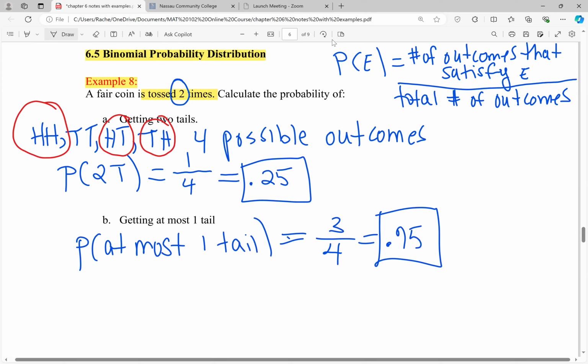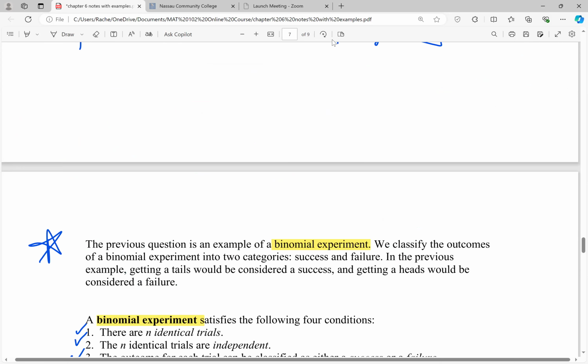So for example, if I want to get 2 tails or 2 successes when I toss the coin 2 times, that N choose S is going to tell us how many different ways we can do that. It's the possible combinations.